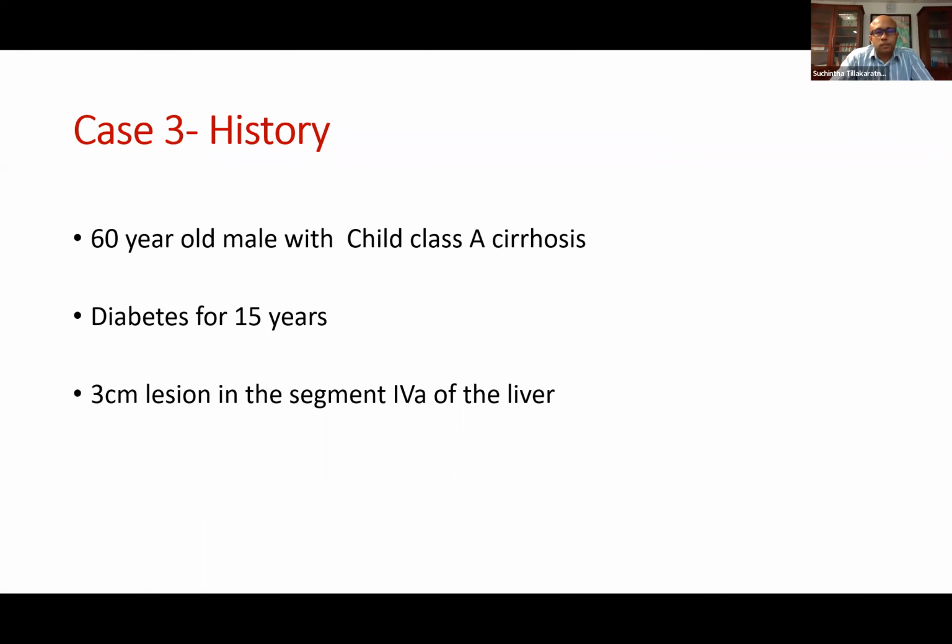So we'll move on to the next case. It's a 60-year-old male with Child-Pugh class A cirrhosis, and he was on surveillance scanning. He also has had diabetes for 15 years, and on surveillance ultrasound, a 3-centimeter lesion was detected in segment 4A of the liver. So in these cases, the first line would be a CT, because of the availability and the cost and everything. So we have done a CT on this patient, and these are the images.